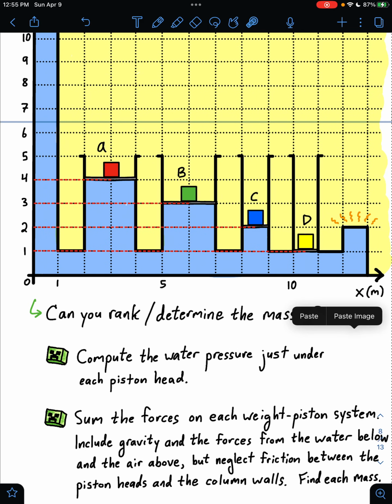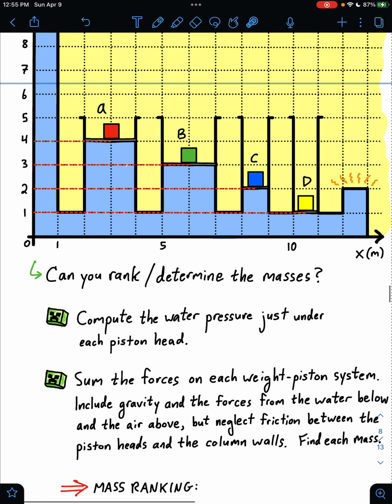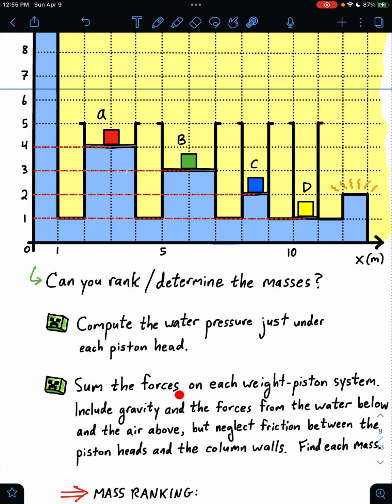So now that we know the pressure underneath each of those pistons, you're going to pause the video again and work out the following. Sum the forces on each weight piston system. Include gravity and the forces from the water below and the air above, but you can neglect friction between the piston heads and the column walls. Use that to then compute each mass, and we'll have our ranking. So pause the video and work that out for yourself.